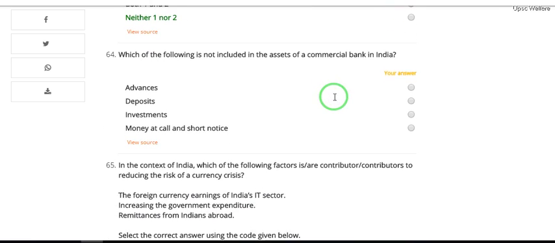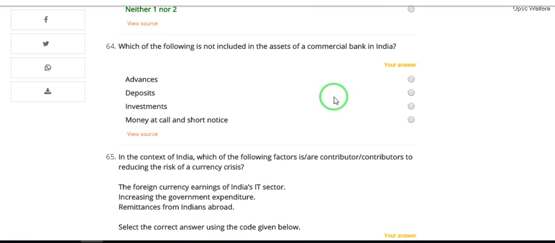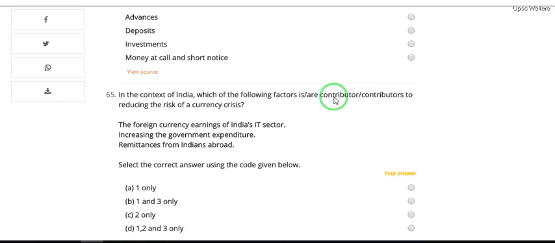Now, easy questions. See here, 64: which one of the following is not included in the assets of a commercial bank? If we see the commercial bank, then deposit is not an asset of the bank, as we know. So we will go with option B here.